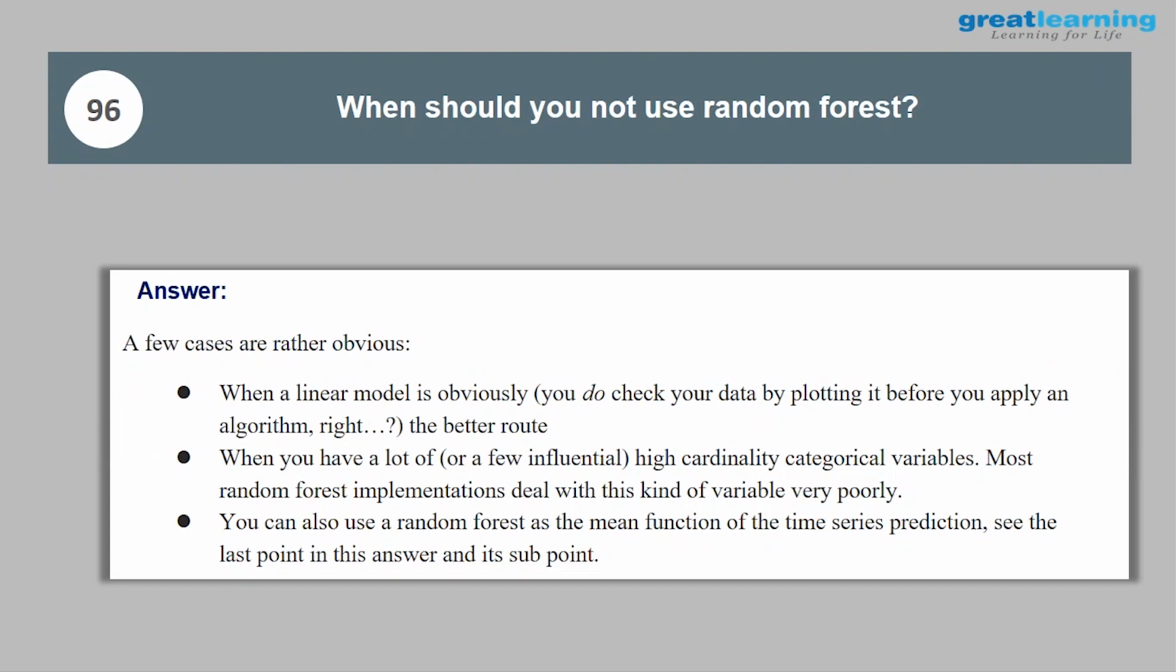Now let's have a look at when you should not use random forest. A few cases are rather obvious. When a linear model is obviously the better route, you do check your data by plotting it before you apply any algorithm, right? Also when you have a lot of informational high cardinality categorical variables, most random forest implementations deal with this kind of variable very poorly. You can also use a random forest as the mean function of a time series prediction. See the last point in this answer and its sub point.